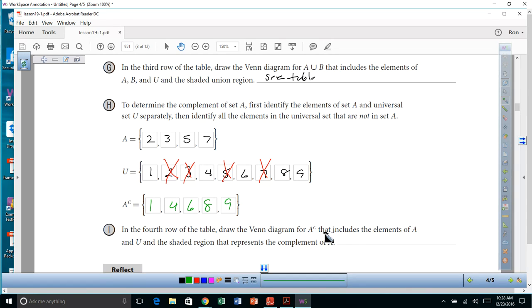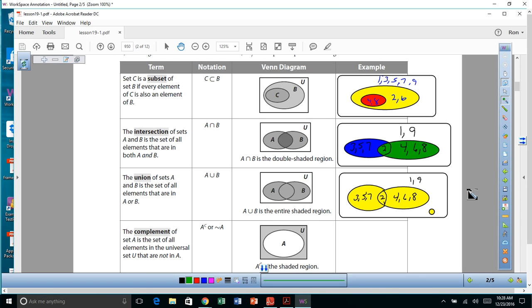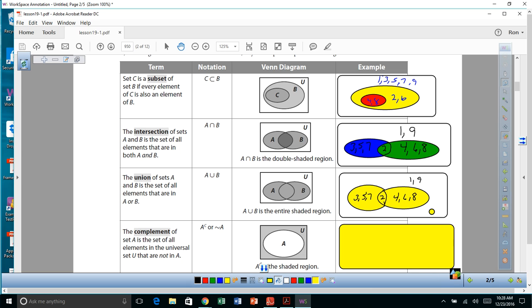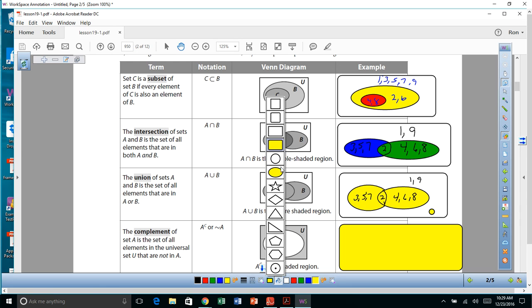In the fourth row of the table, okay, so we'll say C table, and we'll go back and draw that. So let's go back here and we'll draw that in there. This time we'll do that in yellow. Covered that up. And then we need an oval that's not shaded. So let's grab this and we'll make it white.